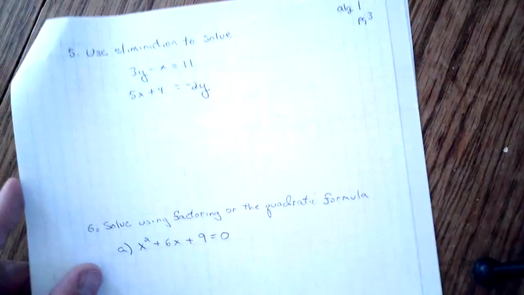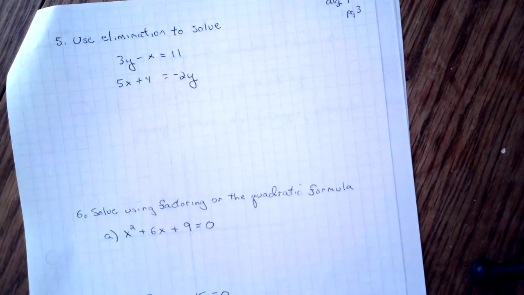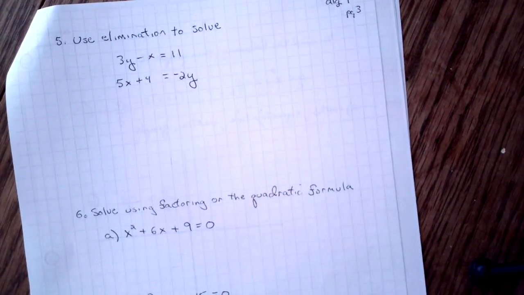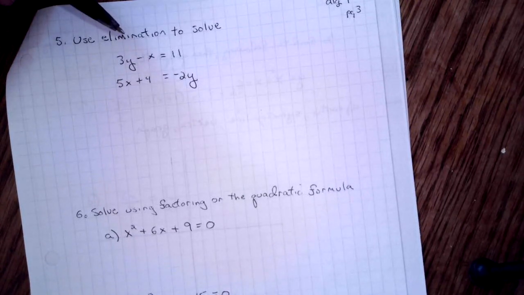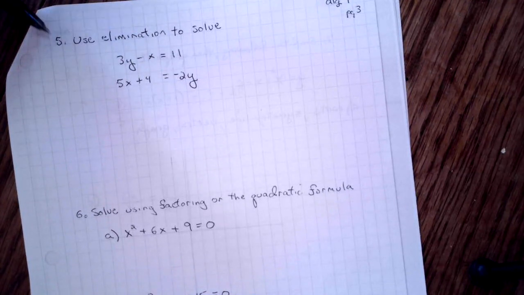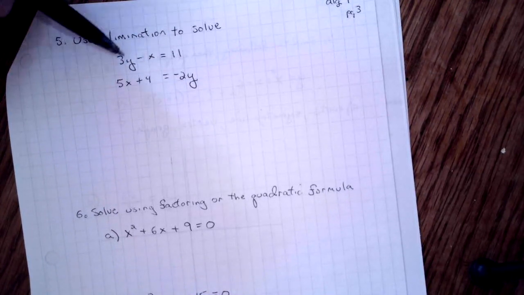Next page. Question number 5, use elimination to solve. So elimination, a little bit different. So first step is you make them look right, like they should, above each other. In other words, with standard forms. Put the x's and the y's over.